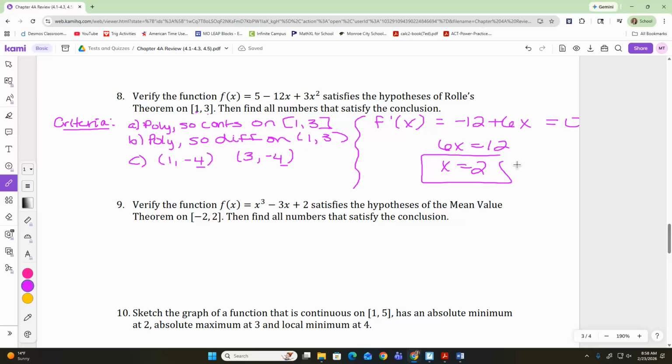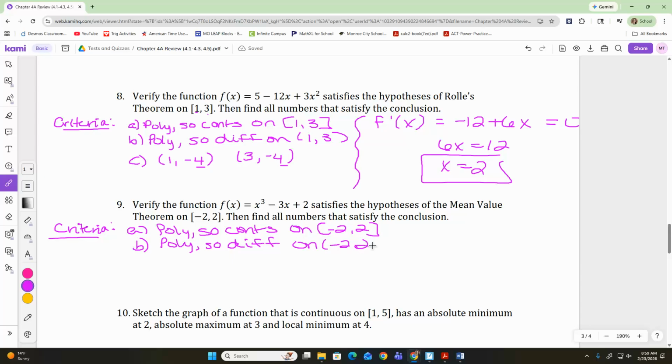So number 9 is asking us about mean value theorem. So we have our criteria first. And there's only 2. Polynomial, so it is continuous on negative 2 to 2. It also has to be differentiable. So again, because it's a polynomial, it is differentiable on the open interval as well. You could have just said it's continuous and differentiable everywhere because it's polynomial, totally fine.